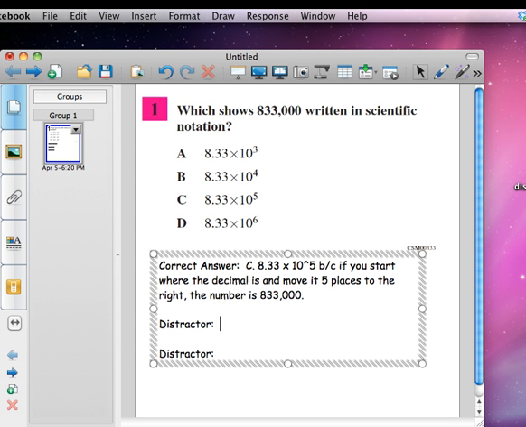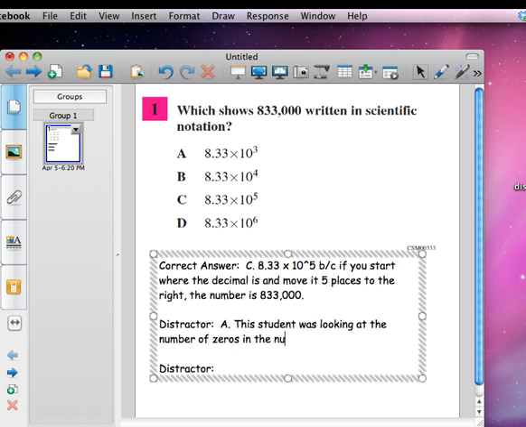What I'm really focusing on is the distractors. My favorite distractor in this question is example A, a mistake that a lot of students make. And the reason students pick A is that they see the number of zeros in the number, and that's what they think the exponent should be. So this student who said 8.33 times 10 to the 3rd was looking at the number of zeros in the number 833,000. And that's why they thought it should be 10 to the 3rd.